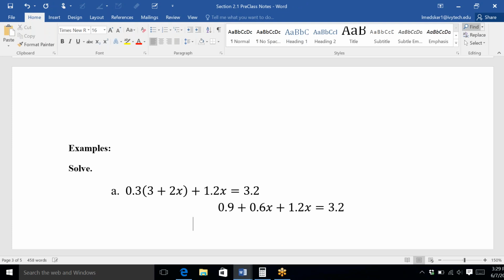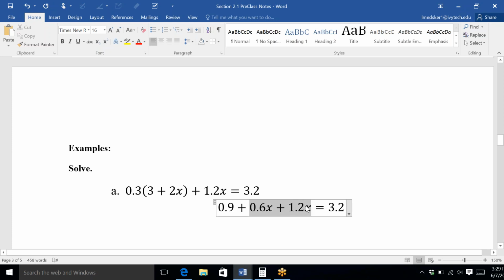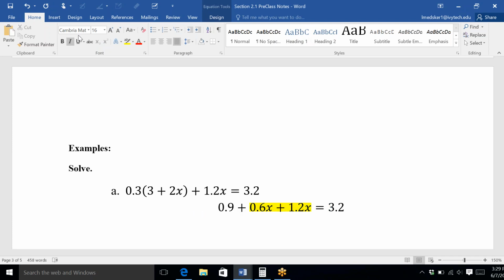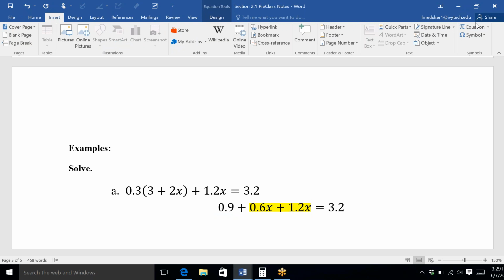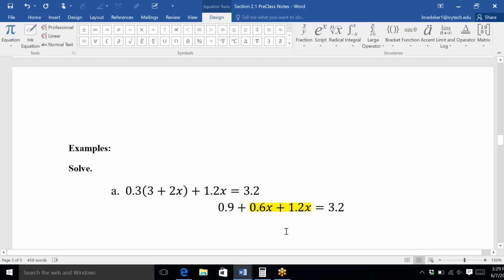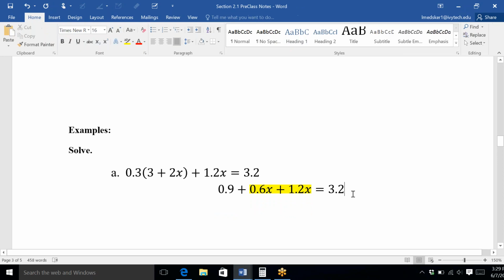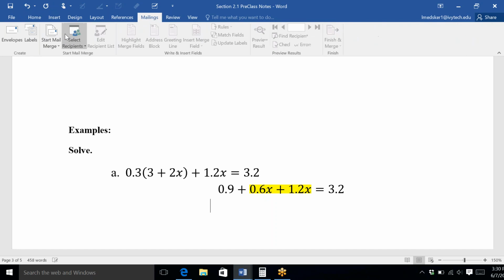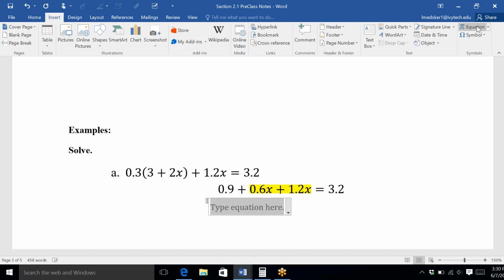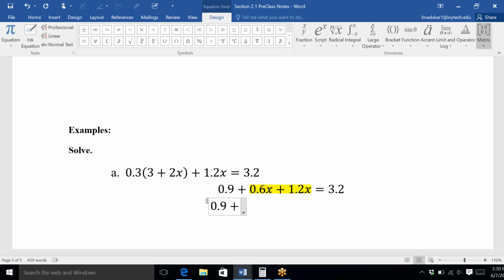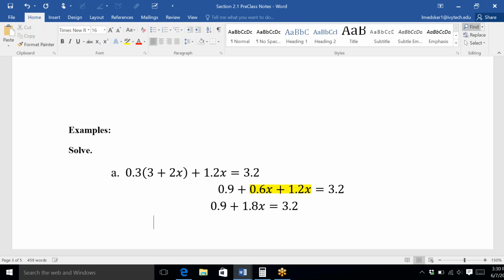No distributive properties anymore. Now we do note that we have x's that are both on the same side. These are both on the left side together. So you don't need to do any adding or subtracting when they're on the same side. All you need to do is combine the like terms. Since they're both positive, we're just going to be adding. So if we add those together, we have 0.9 plus 1.8x equals 3.2.